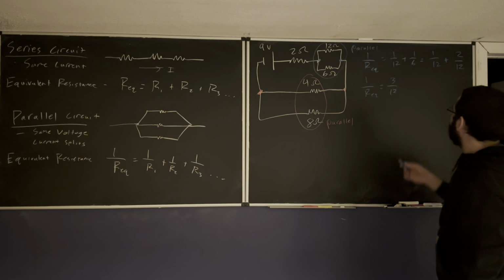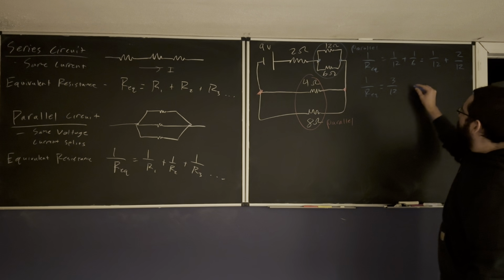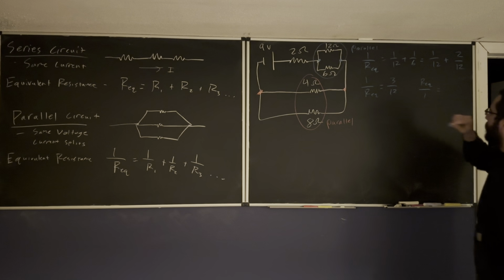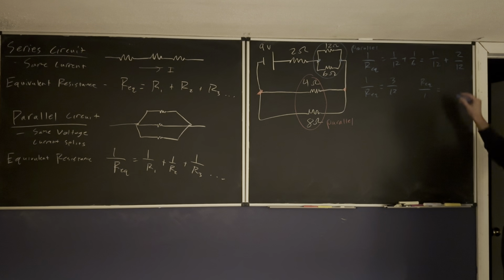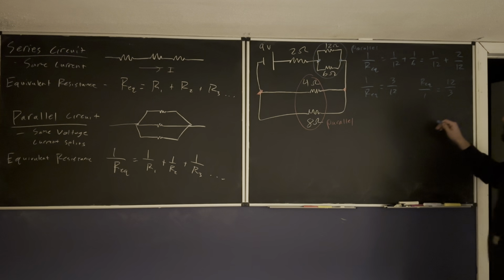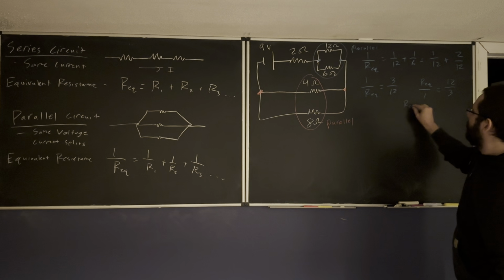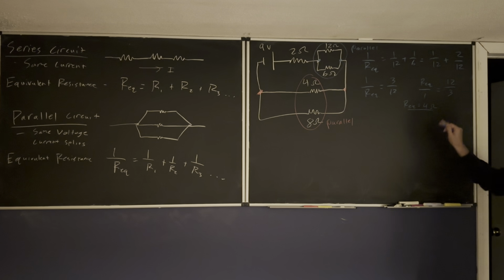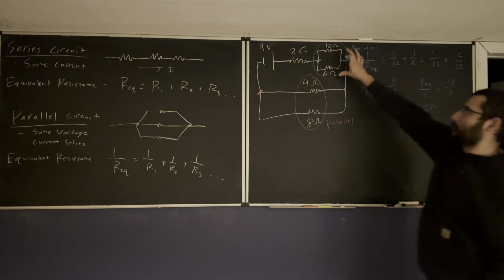Okay, so let's see what we got here. We have 3 over 12. If I flip the fractions, REQ over 1 is going to equal 12 over 3. And then I just solve for REQ. 12 divided by 3, that's just 4. So here in blue, REQ is equal to 4 ohms. I'm just going to underline it because that's not the final answer. That's just solving for these two.